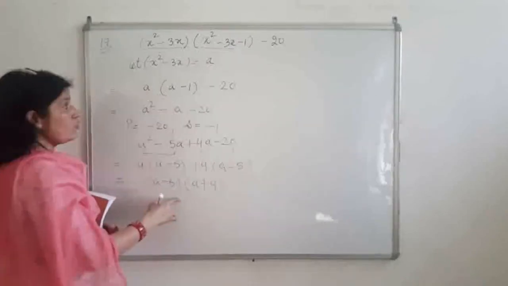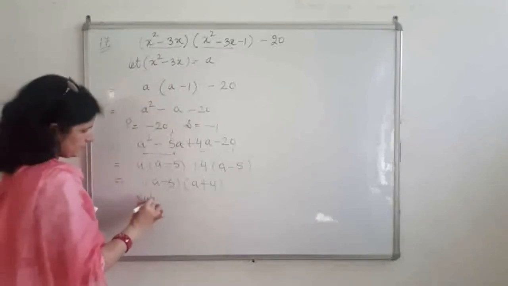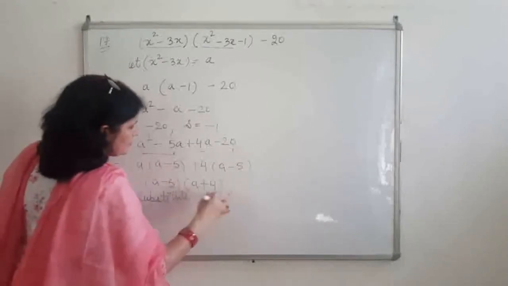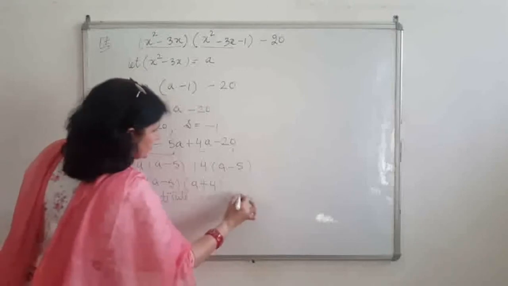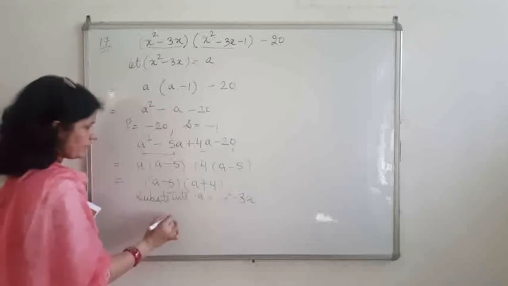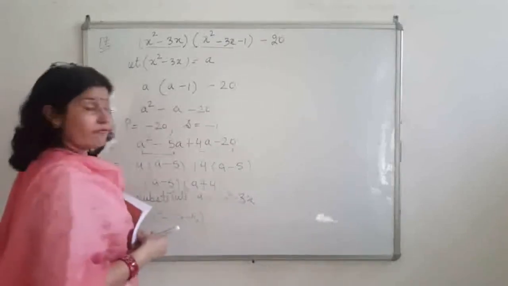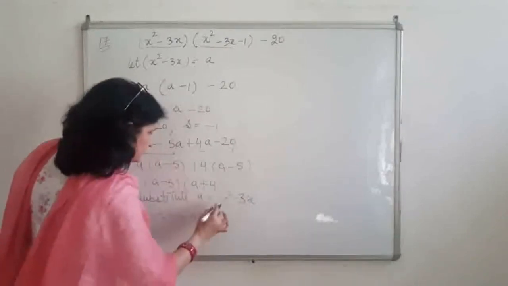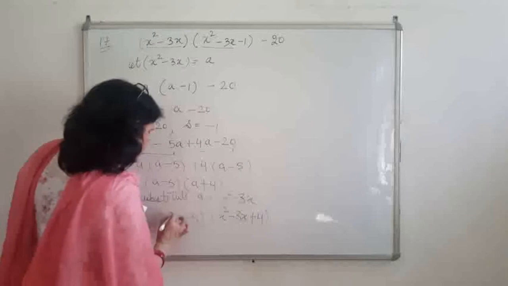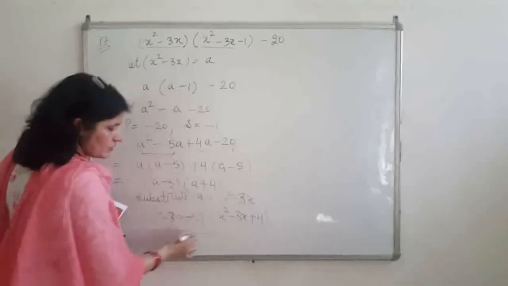Is it the answer? No, because a is equal to x square minus 3x. Substitute a is equal to x square minus 3x. So x square minus 3x minus 5 is our first factor. The second factor is x square minus 3x plus 4. Can we factorize it more? No. When you take their product, we cannot split them here either. So this is the answer.